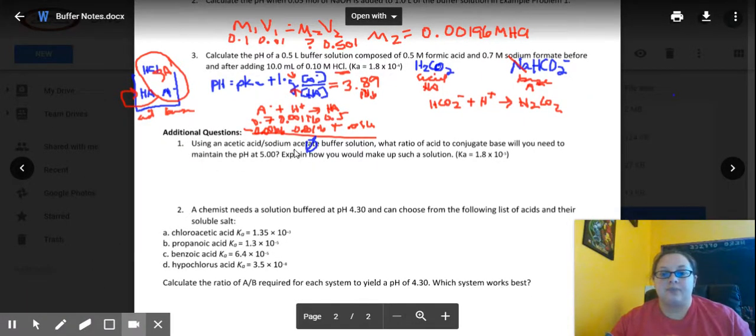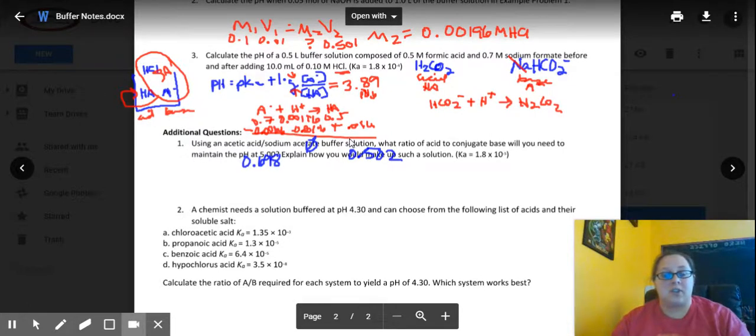These are 0.7 minus 0.00196, which is 0.698. 0.5 plus 0.00196 is 0.502. Now I know what you're thinking. You're like, okay, well that didn't change much. Well, that's the whole point of a buffer. You don't want these concentrations to change very much. We have a very low concentration and a very low volume, so that's why we do not see a drastic change here. Do not go into your whole rounding kind of thing.